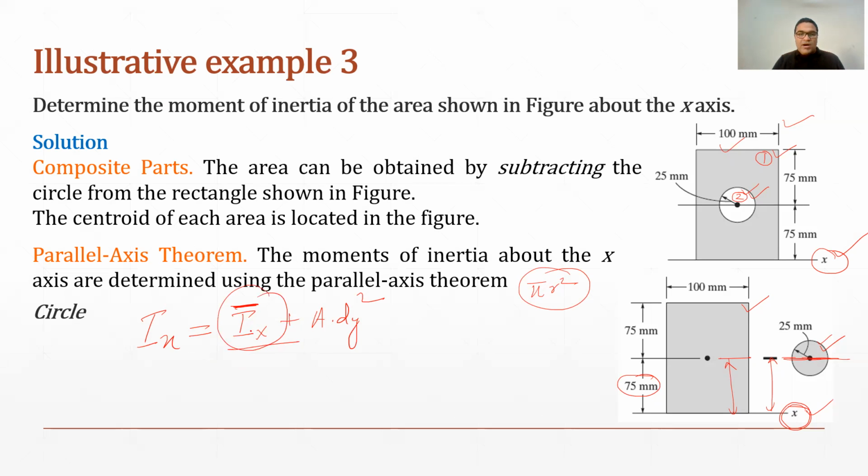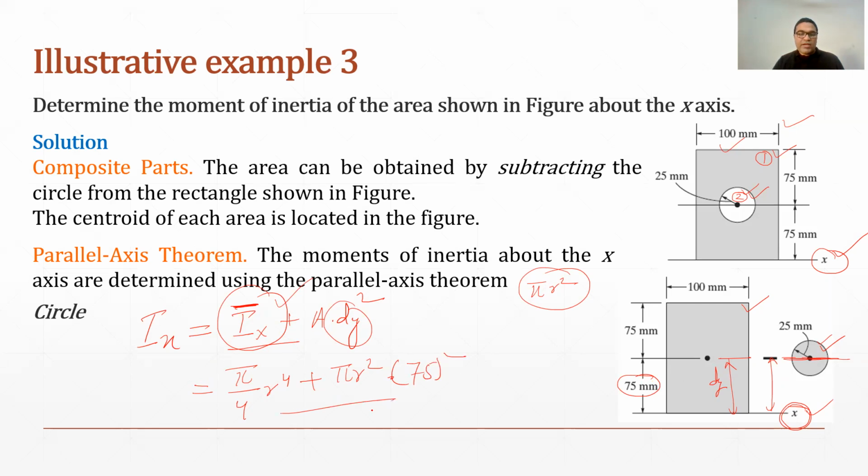So I bar x is the centroidal axis. I mean moment of inertia about the centroidal axis parallel to the axis about which we have to find out moment of inertia. So as I have shown you in the previous part, the moment of inertia of some common area. So we know that moment of inertia of the circle about its centroidal axis will be pi by 4 r to the power 4. So that is the value of I x bar, plus area will be pi r square, and dy is this one, and the value is already here, 75 square.